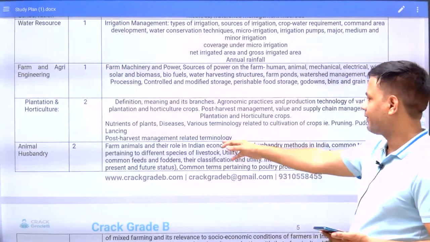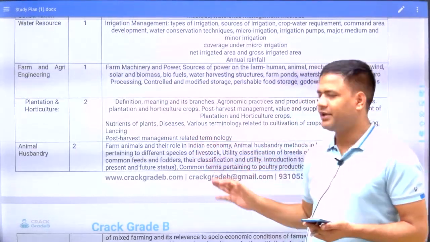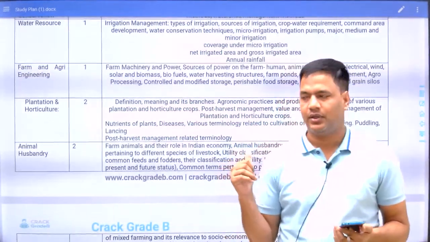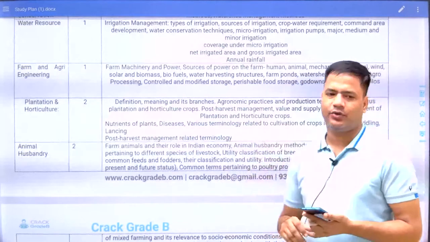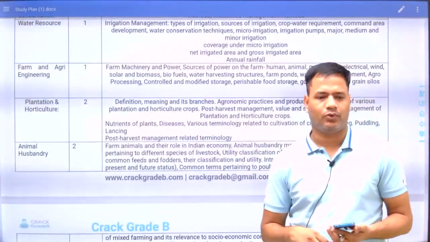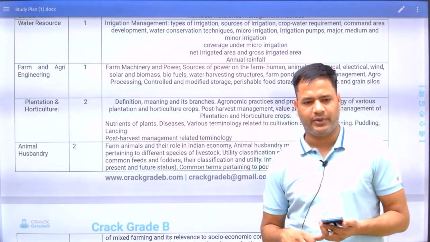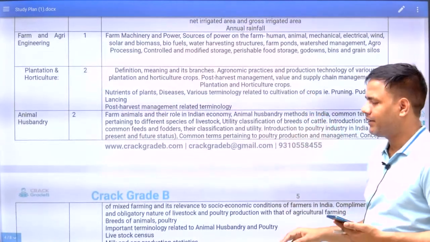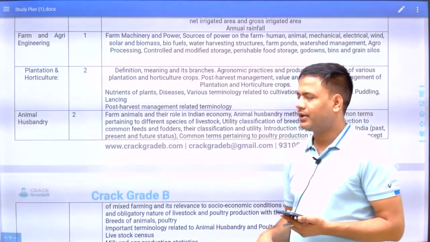So post harvest management related terminology, these topics under plantation and horticulture you can target, because if you start studying everything in plantation and horticulture, it will be difficult. So all those subscribers of our content, whatever we have given, stick to that.